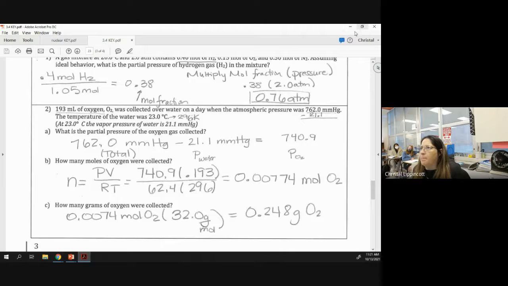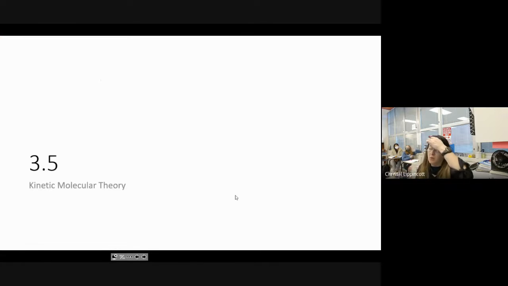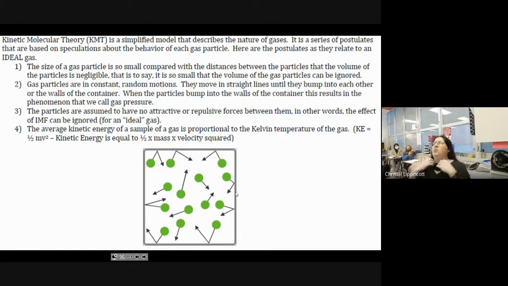Good? All right. Then we shall put that to bed and do our kinetic molecular theory. So, kinetic molecular theory essentially has several, they call them postulates here, but ideas behind it. The size of the gas particle is so small compared to the distances between them that the volume of the particles is negligible. So that's to say that it is so small that the volume of the gas particles can be ignored. Gas particles are in constant random motion. They move in straight lines until they bump into the walls of a container.